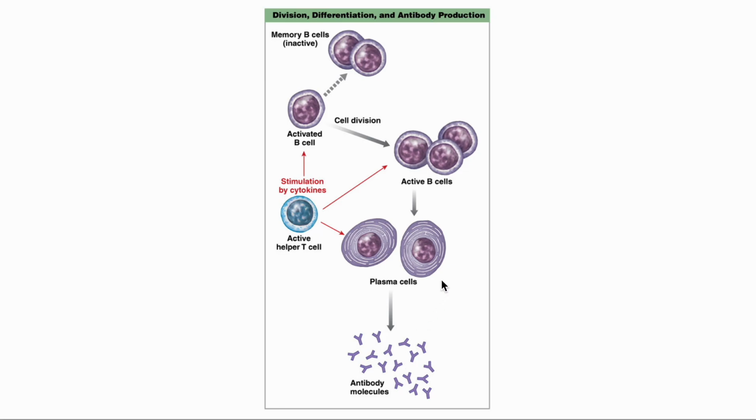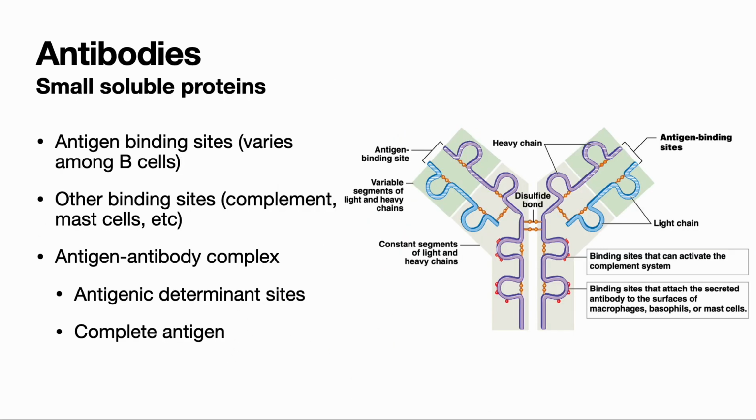And of course, if we already had these memory B cells up here, then we wouldn't have to go through that whole process I just talked about. Instead, these memory B cells could just be activated by cytokines from a helper T cell and start making antibodies right away, and we'd be able to fight this infection off a lot faster. And I'm going to end there because you can skip to the next video to talk about antibodies.